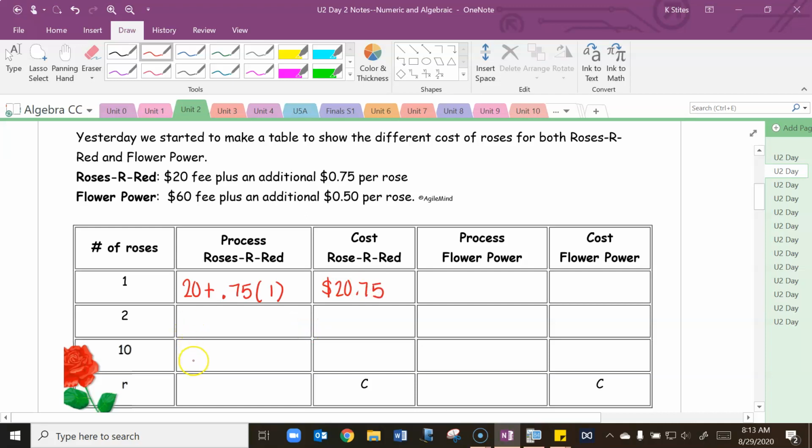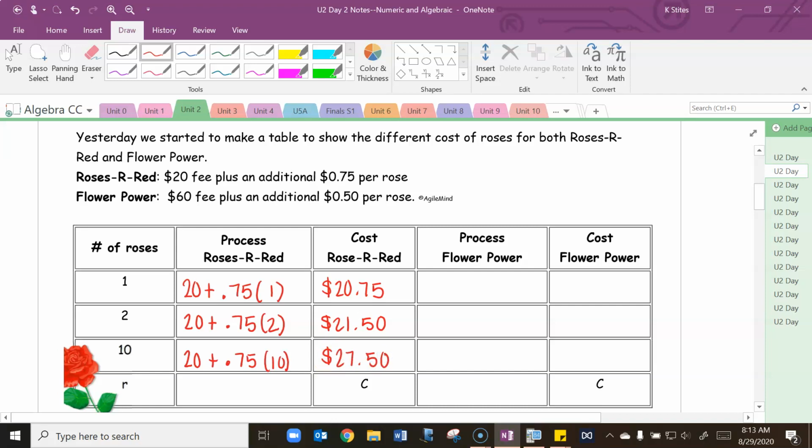All right, let's continue with Roses Are Red. This time we're doing two flowers. So again, this $20, you're just paying that up front, and then it's 75 cents for each of those two roses. And if we type that in, we should get $21.50. And then we're going to jump all the way up to 10 roses. Again, your format is exactly the same, but this time we're multiplying by 10. And that should give us $27.50.